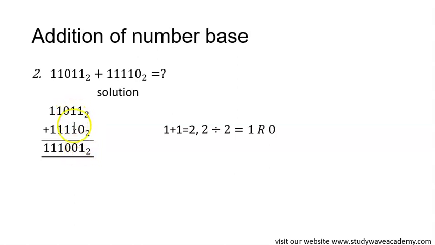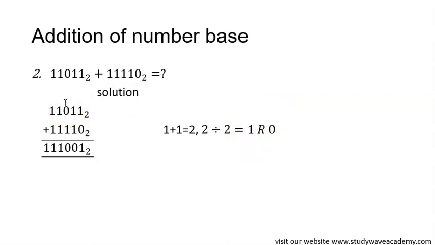Then 1 plus 1 is 2. You can't write 2 because the highest digit in a base is less than the base. Do you understand? It's what we did previously. So 1 plus 1 is 2, which is going to be divided by the base, which is still 2. So 2 divided by 2 is 1 remainder 0. So you write down the 0 and carry over 1 to the next column.